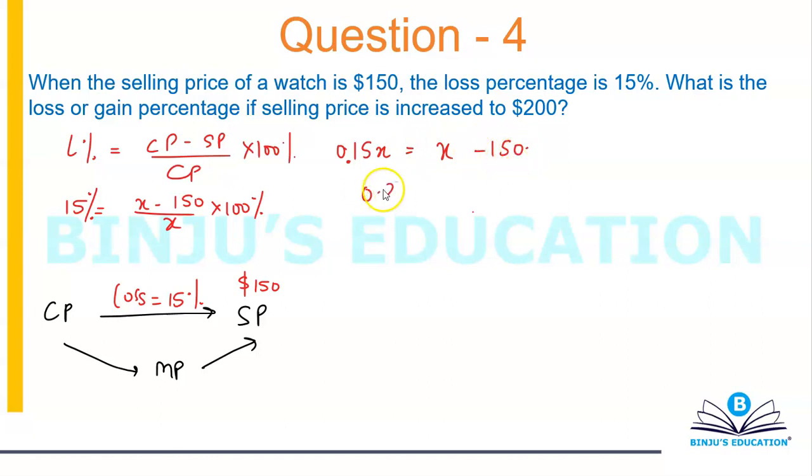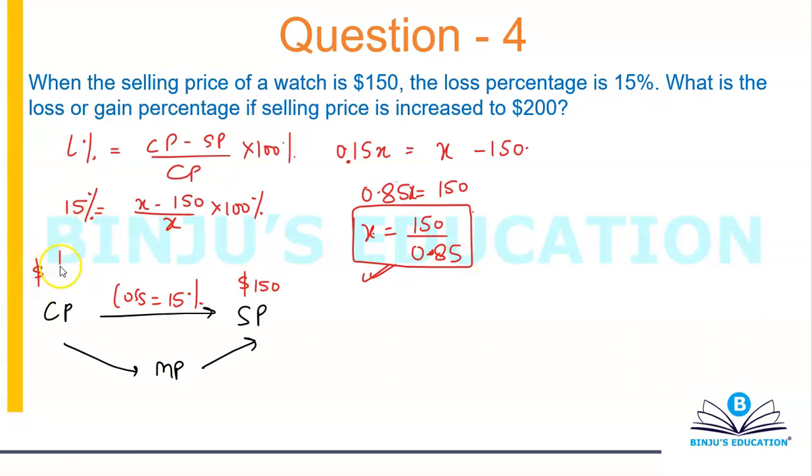So this will give me 0.85X is equal to 150. So X will be 150 divided by 0.85, because when I was doing 150 divided by 1.15, my cost price was coming out to be less than selling price. Then how come it's a loss? It's not a loss. Now in this case, because you have a denominator which is less than 1, the value of X will be greater than 150. In that case, you will have a loss. So the cost price is 150 divided by 0.85.